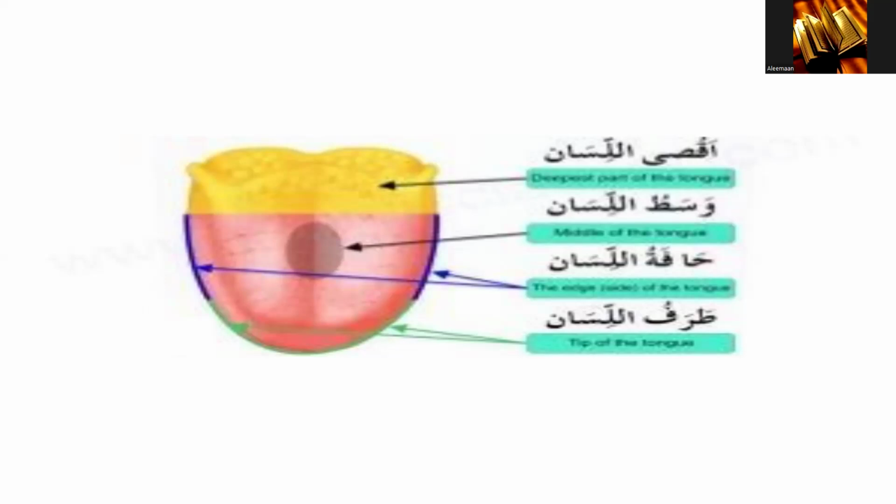Lam and ra and noon, they have the same makhraj. They're coming from the tip of the tongue. But ra, when tip of the tongue and a little top of the tongue, they are coming up on the back of the upper two incisors' gums. What I mean is that they are touching the gums of the upper two teeth.